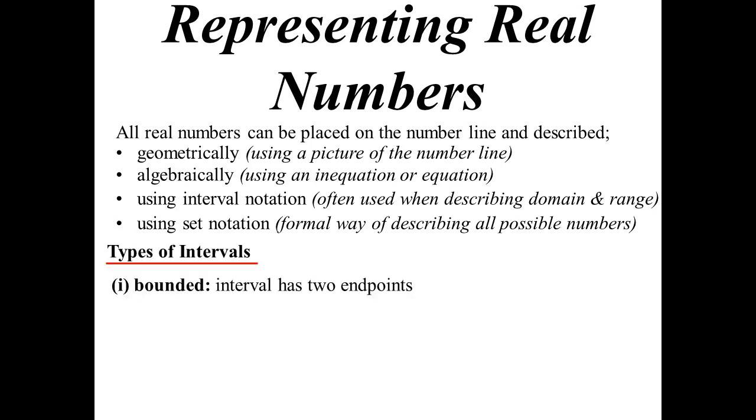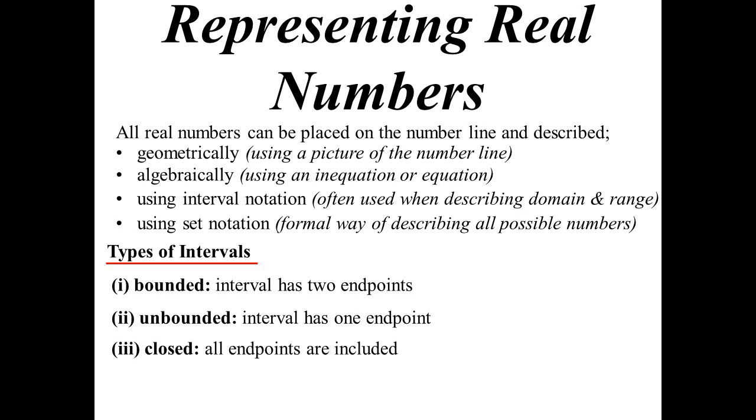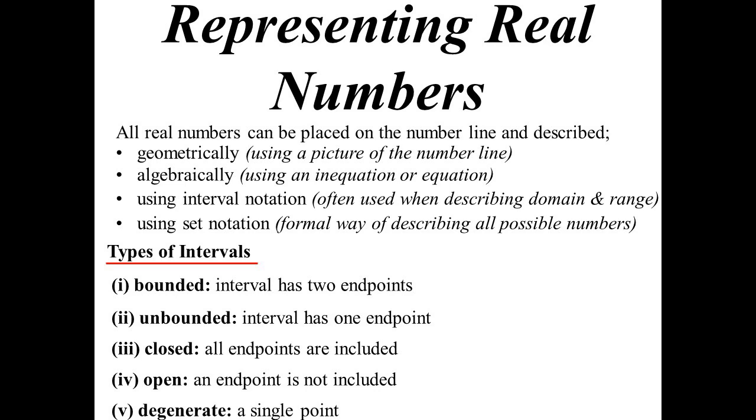Okay, so types of intervals. We can have what's called a bounded interval, and that means that the interval of numbers we're talking about has two distinct endpoints. So that's bounded. It has a start, it has a finish. And then you can have unbounded, where, well, it's only got one endpoint. The other one keeps going to infinity, or negative infinity, depending on the direction. And then we could have closed, so whether or not the endpoints are included or not. So closed, they're included. And open means, well, there's an endpoint that's not included. And then we have a degenerate. And a degenerate is just a single point, a single number.